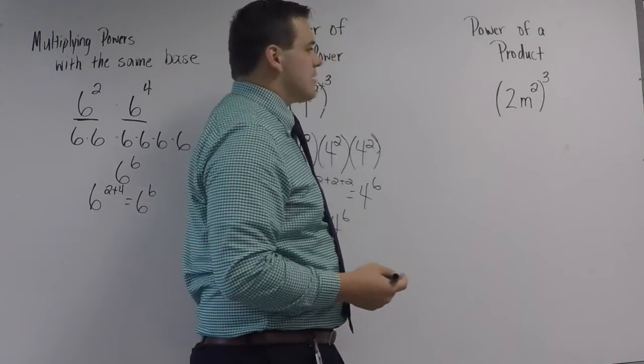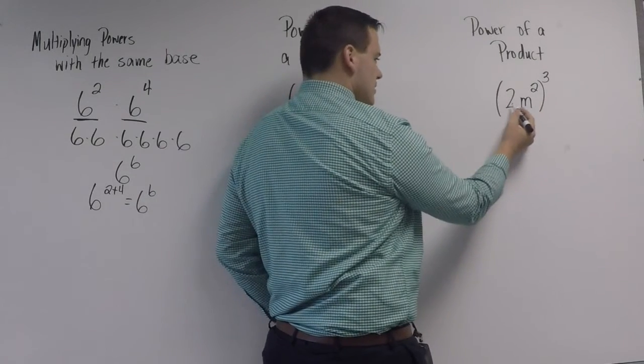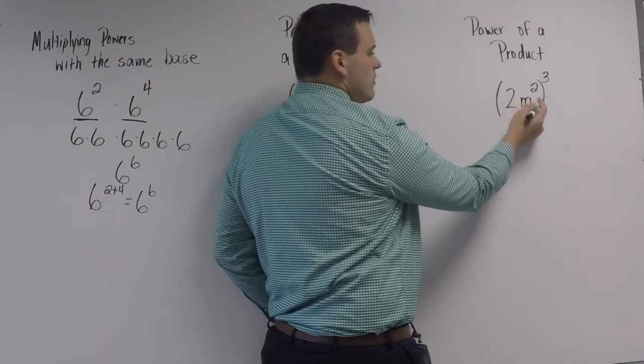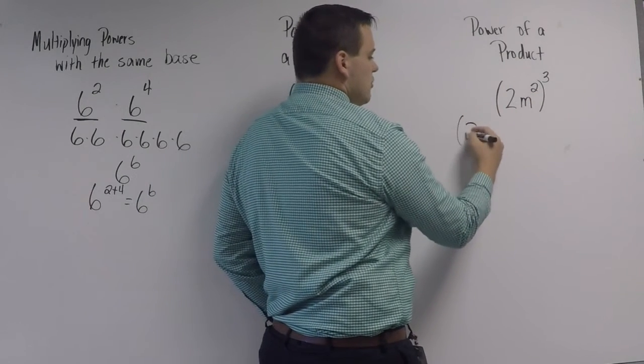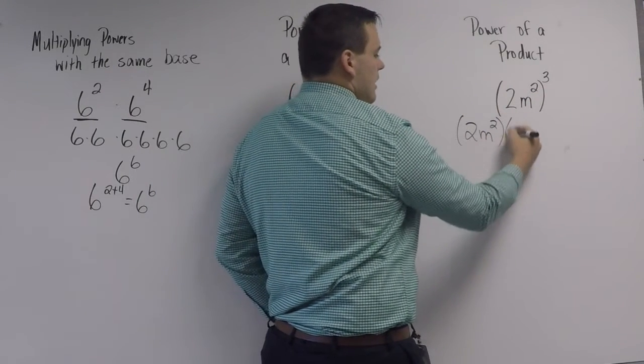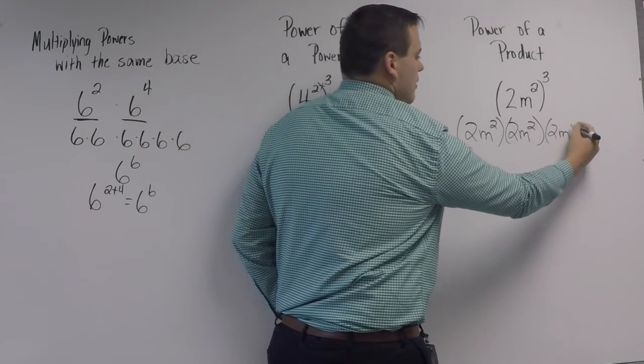Last is the power of a product. This is the last thing we discussed today, and this is dealing with a power of a product. Since this is being multiplied, the result is a product. Okay? This in expanded form looks like this: 2m squared times 2m squared times 2m squared.